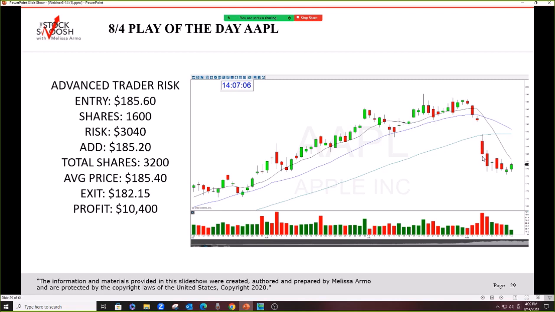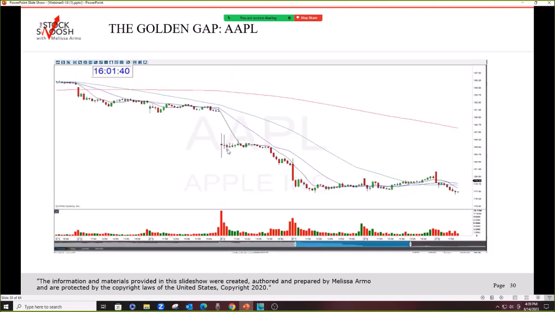It was a Friday. The only reason I was in it all day is because it took all day for it to go. And here's a 15-minute I just want to show you. Again, here's the gap. Stock closed here, gap down. Wiggled and jiggled and wiggled and jiggled. This is the day of the 4th. And here's all the money, boop, and it fell right there.